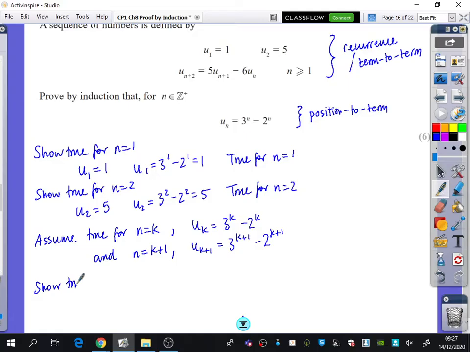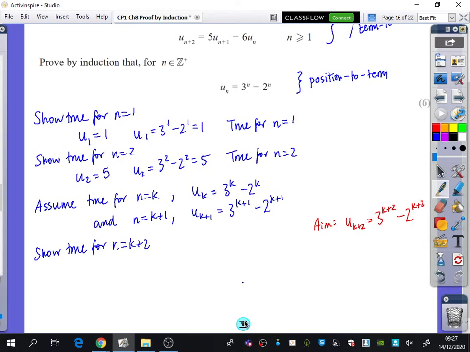And now we're going to show that it's true for n equals k plus 2, because of how that term-to-term recurrence relationship is being defined. So I would still say what I'm aiming for, even though it's pretty obvious this time. My aim is that u of k plus 2 is going to be 3 to the power of k plus 2 minus 2 to the power of k plus 2. Pretty obvious, though, just in case you had one that was more complicated.